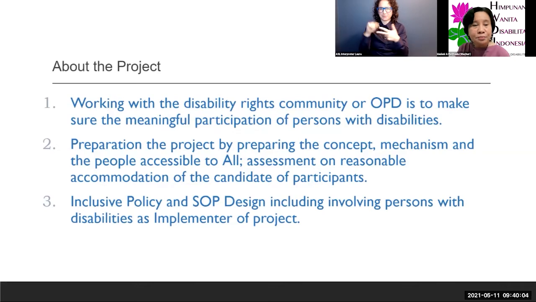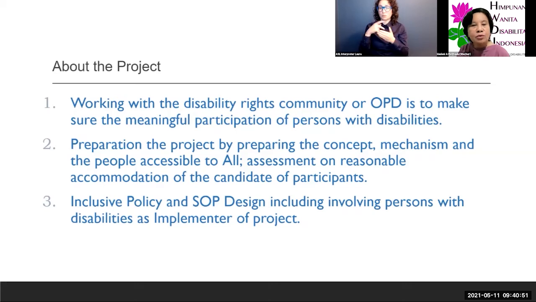First, this project works with the disability rights community, or the organizations of persons with disabilities, usually abbreviated as OPD. OPD is to make sure of the meaningful participation of persons with disabilities. We have involved them starting from designing the plan, running the activities, as well as monitoring and evaluating the results of the projects. Second is the preparation of the project, by preparing the concepts, mechanisms, and the people to make them accessible to all.